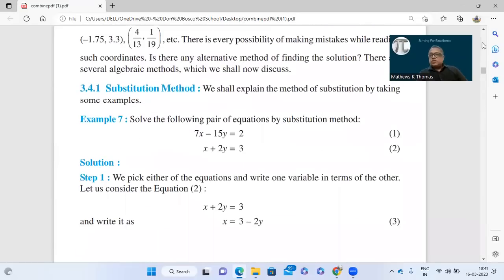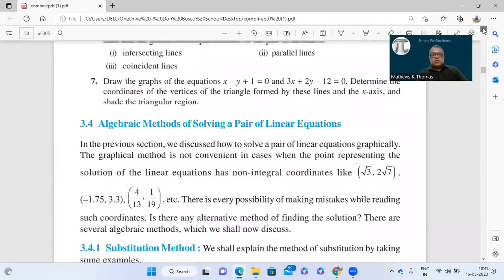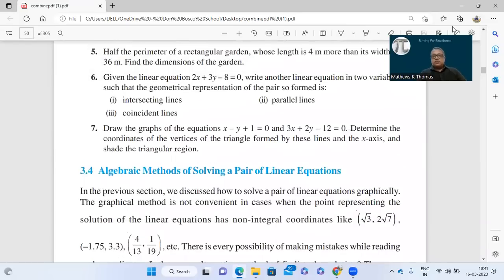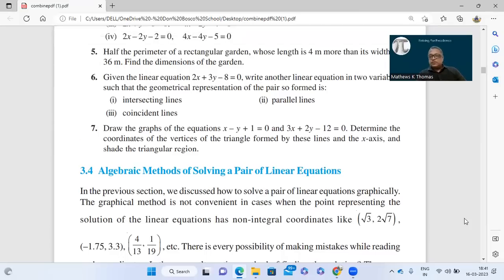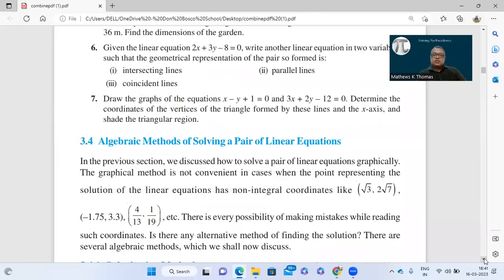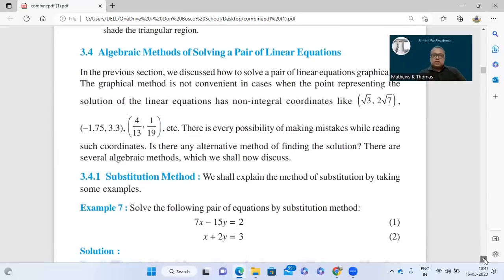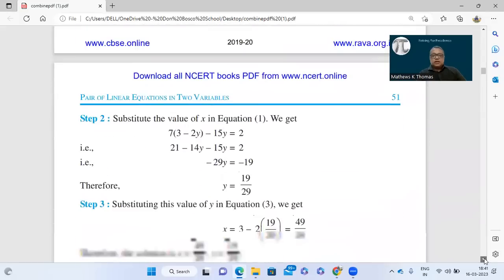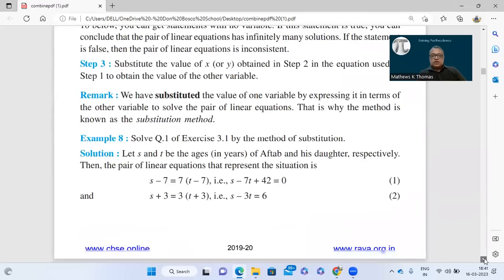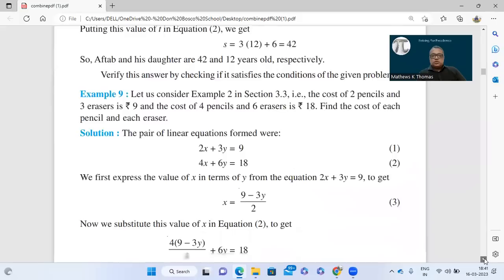And here you have a question of the graph, question number 7. This is important. You are drawing the graphs here and finding the vertices of the triangle formed by the lines and the x-axis. Please do try this. When you plot 2 lines, you will not get a triangle, but if you take the x-axis and y-axis as the third side, you are going to get a triangle, and that is what they are saying.